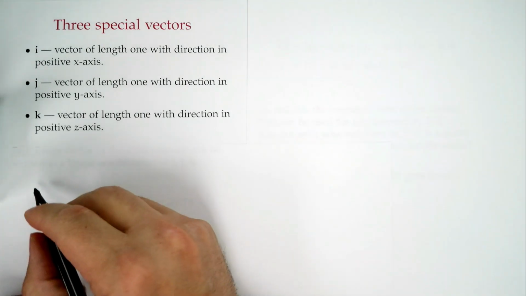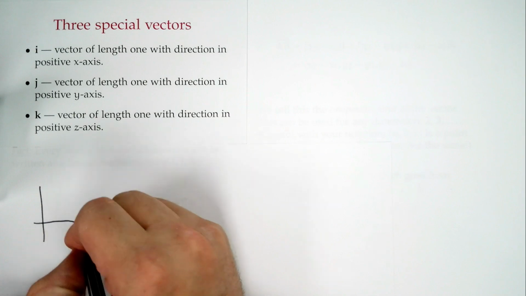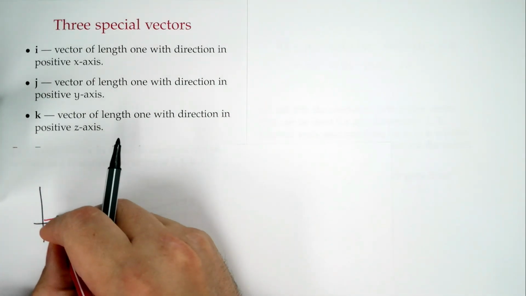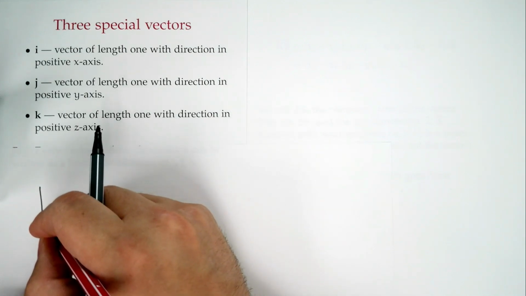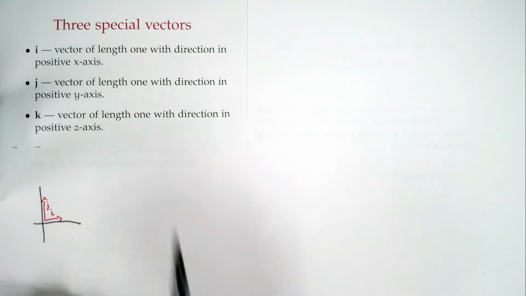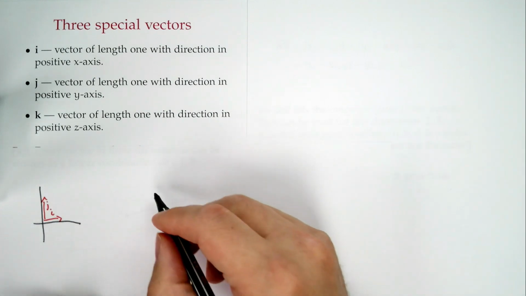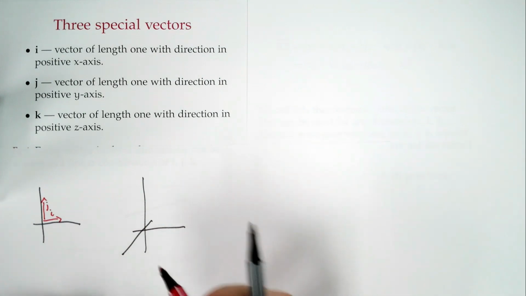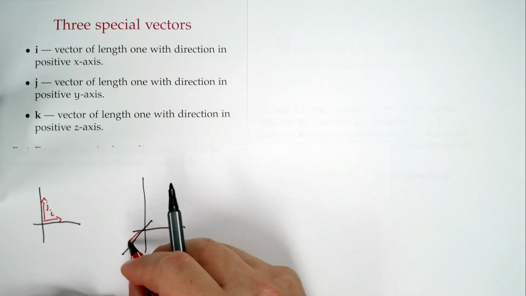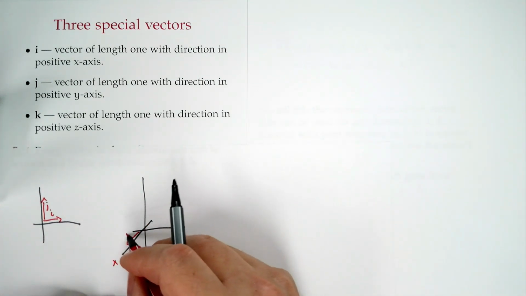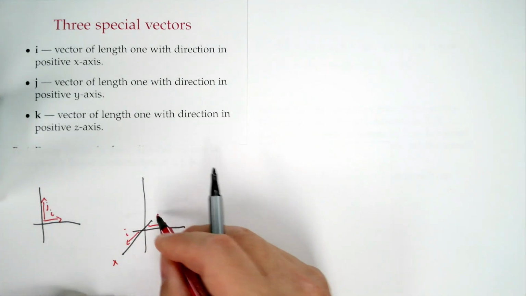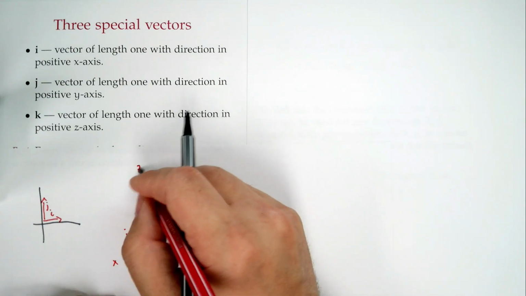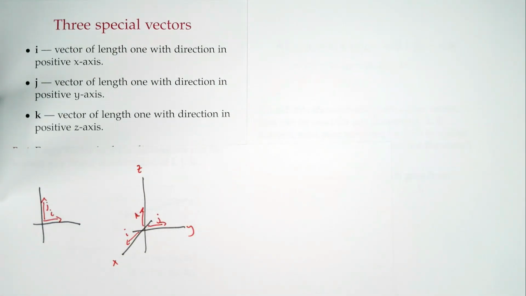So when you're doing a 2-dimensional problem, you might just use only I and J. In that case, I points in the x direction and J points in the y direction. In 3 dimensions, now we have I points in the x direction. This is x. So I, J, K. So these vectors, now we have nice vectors pointing in all directions.